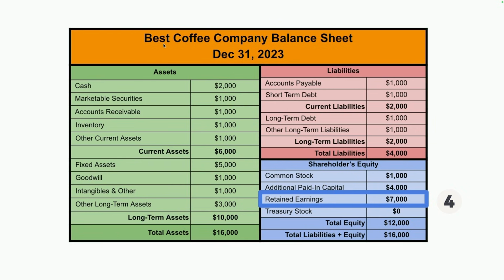The next number I look at is retained earnings. This is the cumulative amount of profits a company has generated since it was founded. Now, if this number is positive, it means the business has generated more money for its investors than it's lost over its lifetime, which is a good thing.